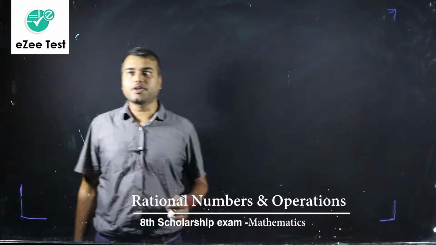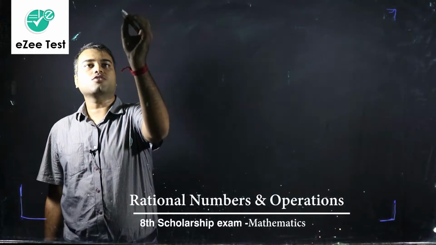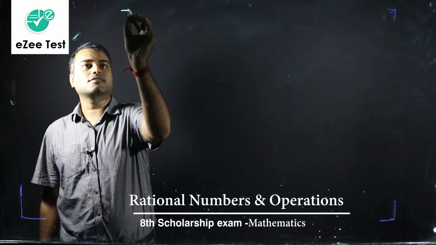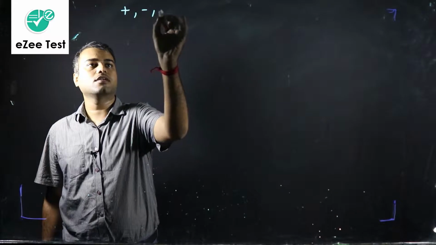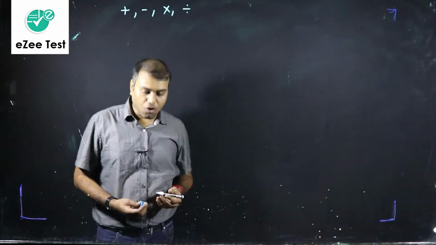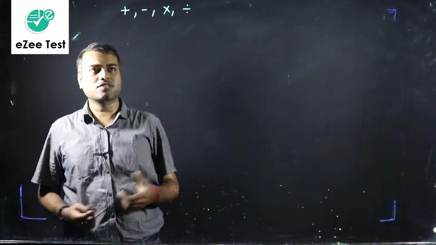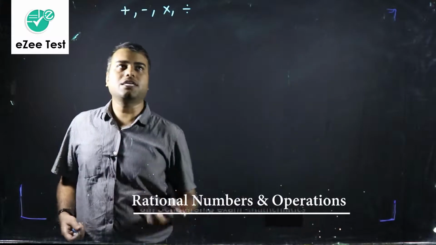Okay, so moving on to our next chapter, that is operations on rational numbers. So what do operations mean in mathematics? They are addition, subtraction, multiplication and division. Now in 8th standard, all of you are well versed in how to do addition, subtraction, multiplication and division, right? I don't need to teach it again.